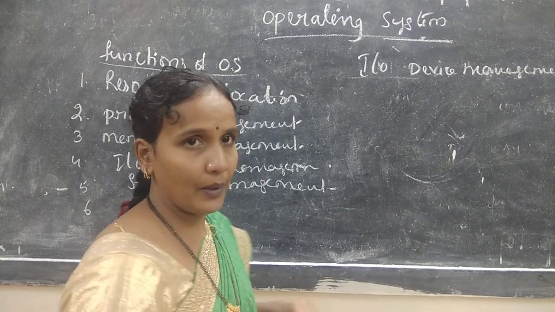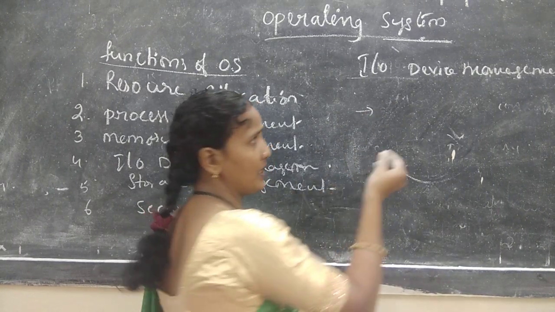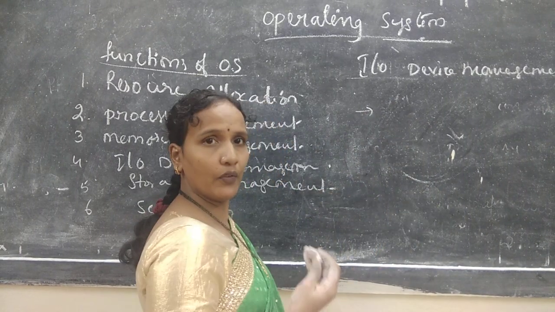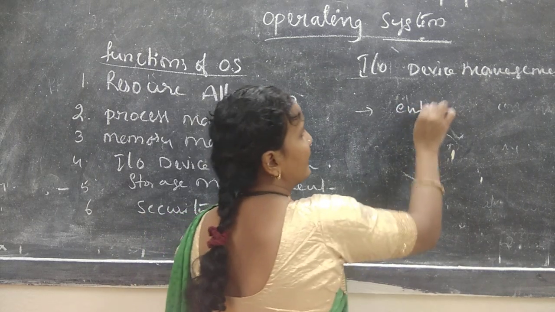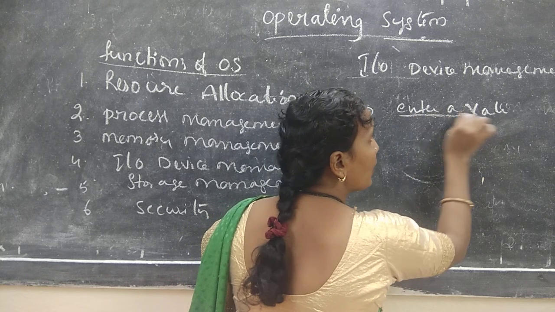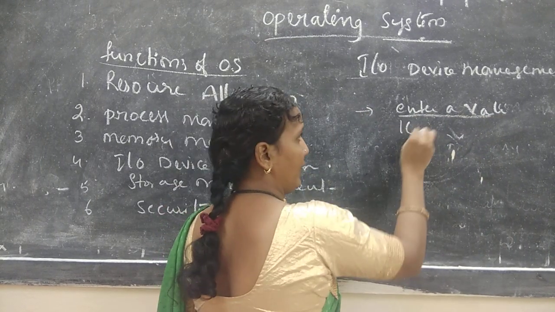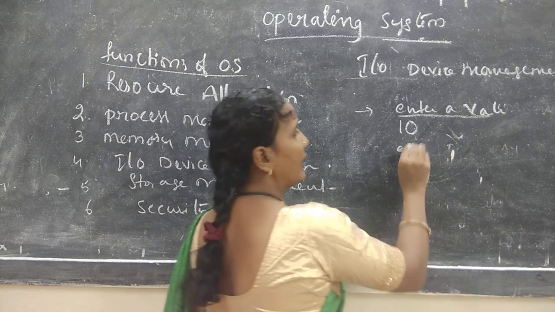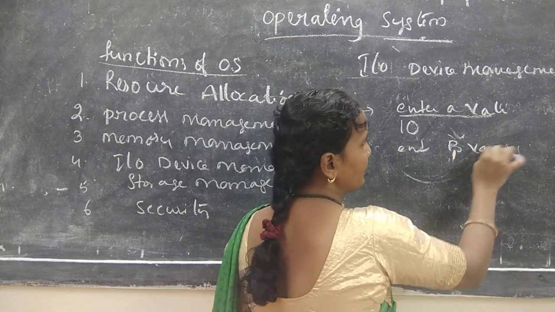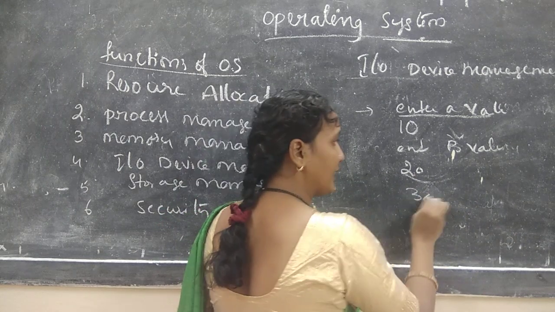Let me give an example. Here I have written one program for the sum of two numbers, and it takes a value and b value from the system like this. Enter a value. Here it is a prompt from the system. Then what does the user have to give? The a value. 10 is given. Next, enter b value. 20. Then it will give the output as 30.